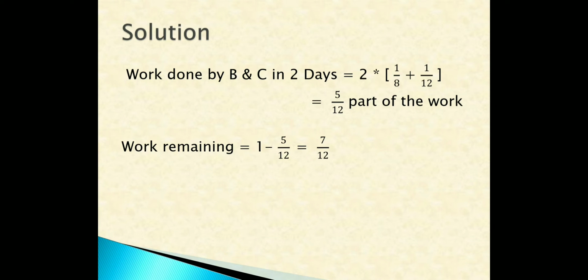Now let us calculate the remaining work. Work remaining is given by 1 minus 5 by 12. So when you solve this, you get a numerical value of 7 by 12.